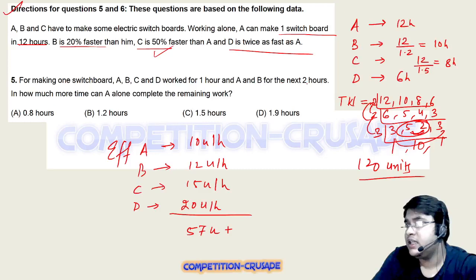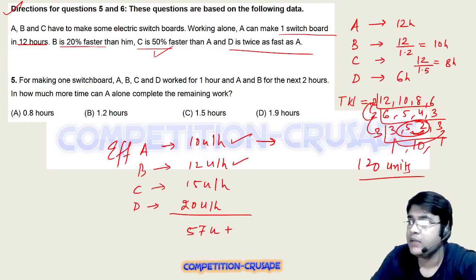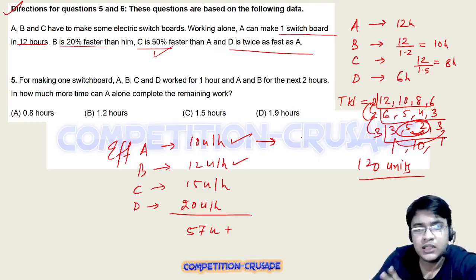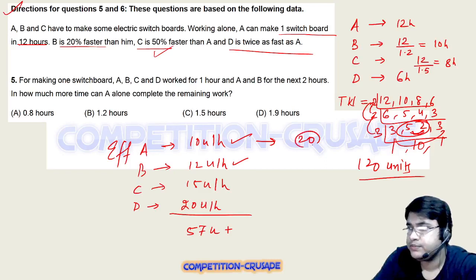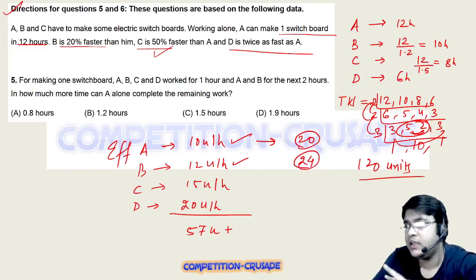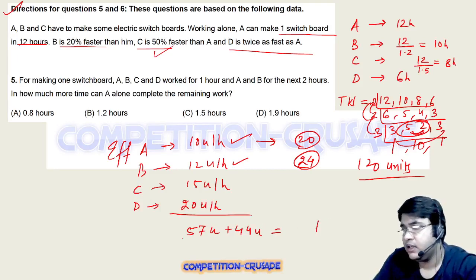A and B work for the next 2 hours. A will work 2 hours; in 1 hour he does 10 units, so in 2 hours he will do 20 units, and B will do 24 units. In 1 hour 12, in 2 hours 24. If you add this, it will become 44 units. Totaling this, 7 and 4 is 11, 5 9 10, 101 units.